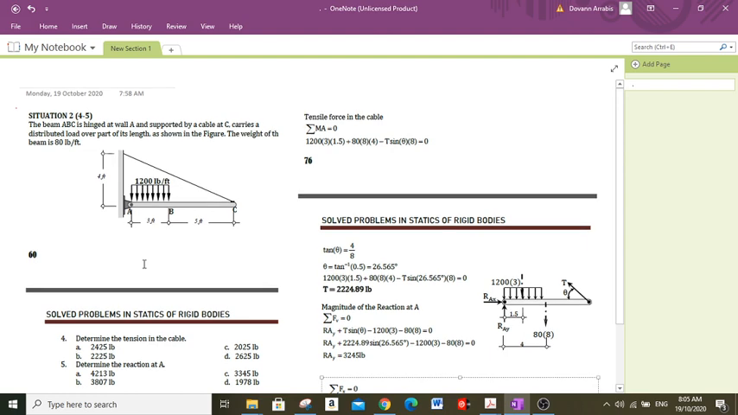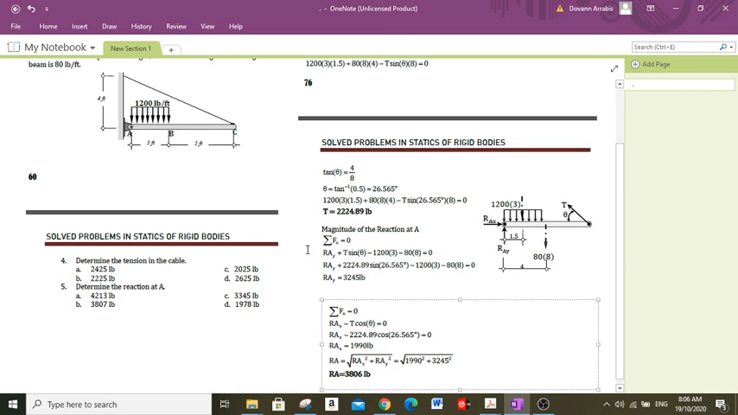Okay, so let's first interpret the problem. As we can see, the force system is composed of a member ABC, and it is supported by a hinge at A, and at point C supported by a cable. Okay, so let's start with the free body diagram.